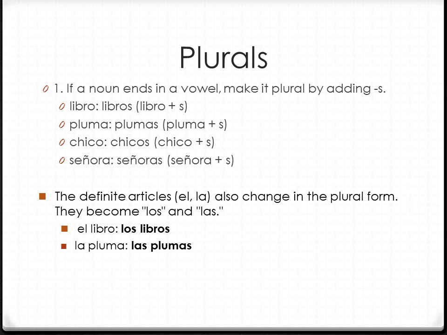And in here I just mentioned definite articles, but indefinite articles have to do the same. So if you have un, you have to change it into unos. Una, you have to change it into unas. Okay, so these are more examples. We have el chico, los chicos, la señora, las señoras.